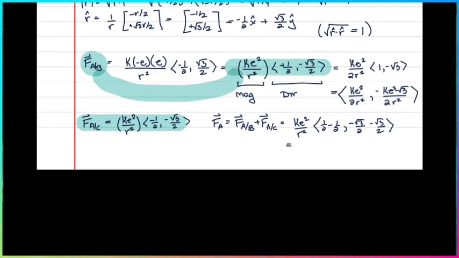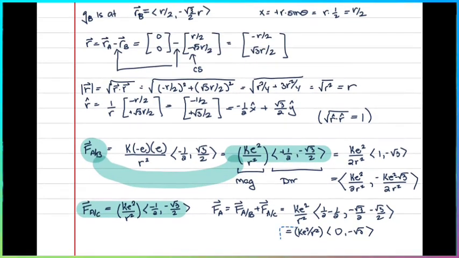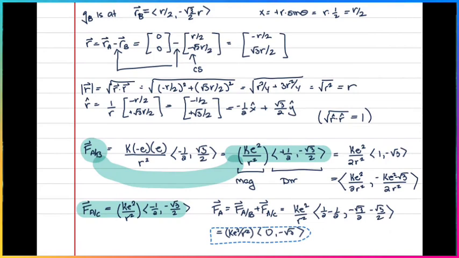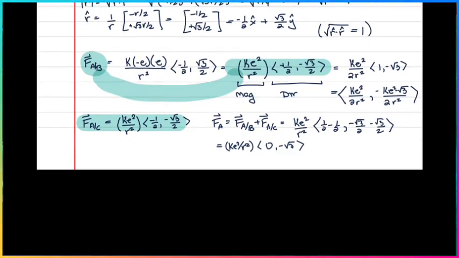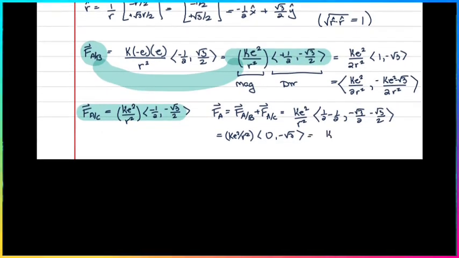So then what's left over? K e squared over r squared. Then the x direction goes away, and it looks like you have 2 times that, or just negative root 3. I need a little bit more room. Move this over. Right, there's no x component, so it looks like it's k e squared over r squared, negative root 3, I'll bring that out, times y hat. It points vertically downward, as we expected.